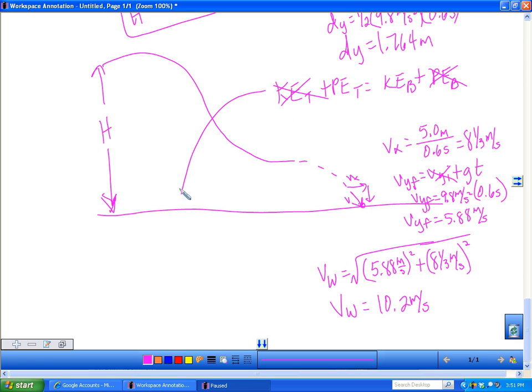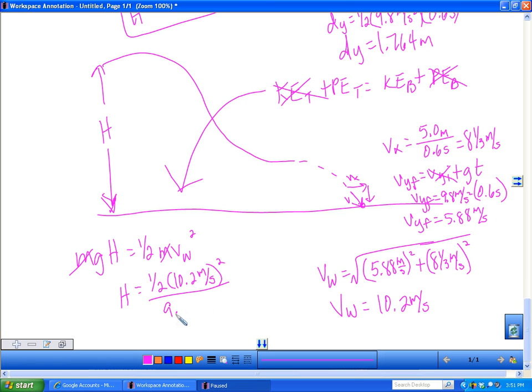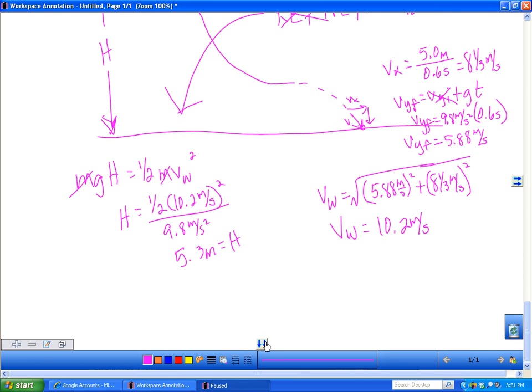So now I can go back and say, mgH equals 1/2 mv squared at the water. So now H is going to be 1/2 times 10.2 squared over 9.8. And I will get the exact same height that I did a minute ago, and that was 5.3 meters. This is big H. So there are several ways to solve that problem.